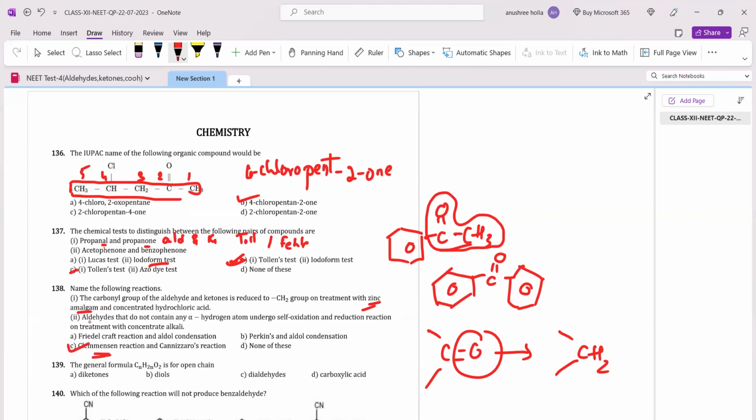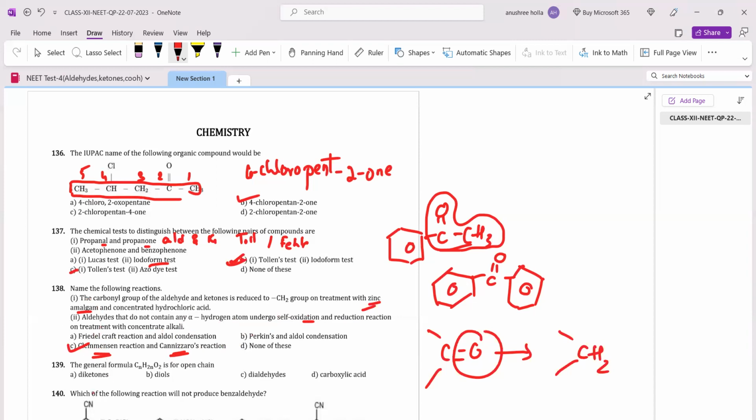But let's check the second statement as well. Aldehydes that do not contain alpha hydrogen atom undergo self-oxidation and reduction reaction on treatment with concentrated alkali. Okay, this is our Cannizzaro reaction, right? For example, benzaldehyde and formaldehyde, which don't have alpha hydrogen, will undergo self-oxidation and reduction, and they will give the Cannizzaro reaction. So option C should be the answer.